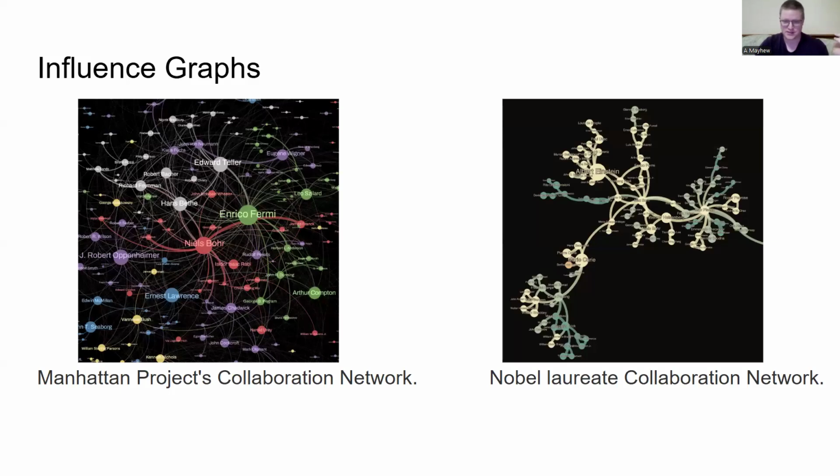So the first one here is the Manhattan Project's collaboration network. So all the different people who worked on the Manhattan Project that worked with each other, published things with each other, and you can see there's quite a lot of influence between these people. You can see Niels Bohr, Enrico Fermi, Oppenheimer, Edward Teller. Some of these names probably not as familiar to you unless you've actually gone into that domain. Leo Szilard. Anyways, try not to get too interested.